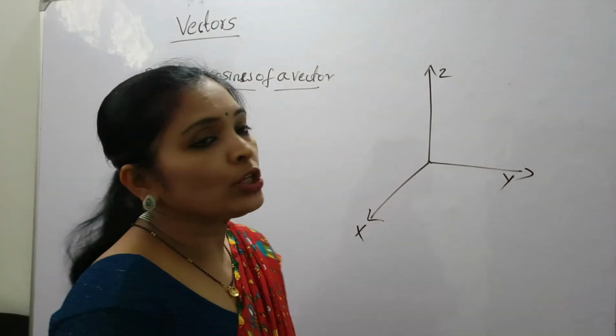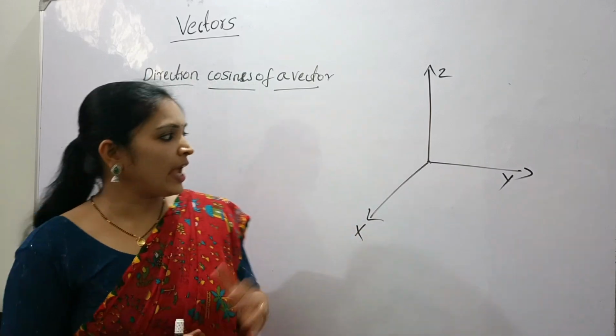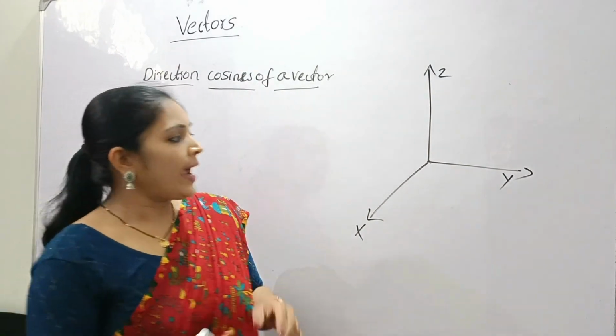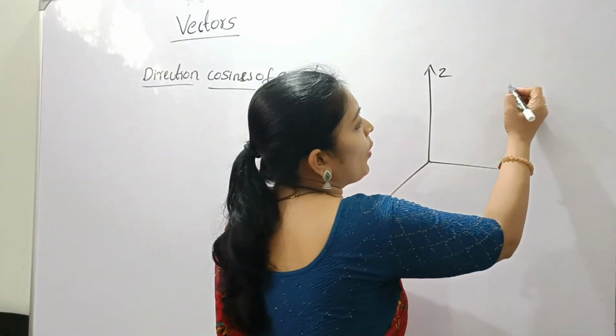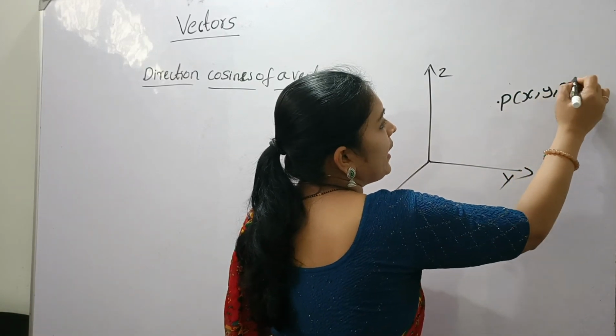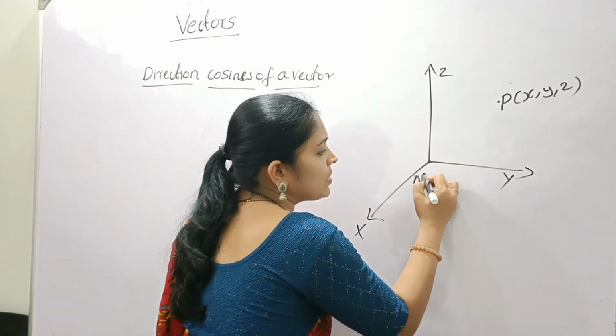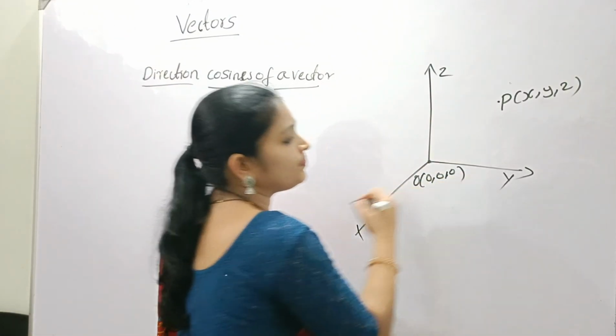Next is direction cosines of a vector. Very important. Direction cosines of a vector. We have the x, y, z plane, and let's consider any point on this plane, P of x, y, z, any point other than the origin. O is the origin, 0, 0, 0.